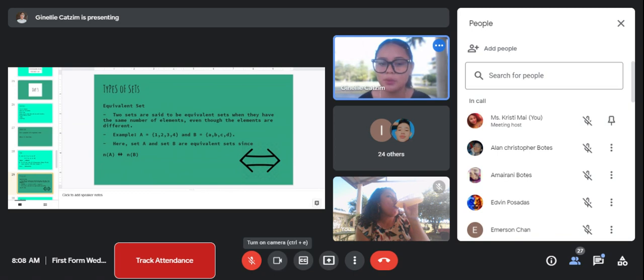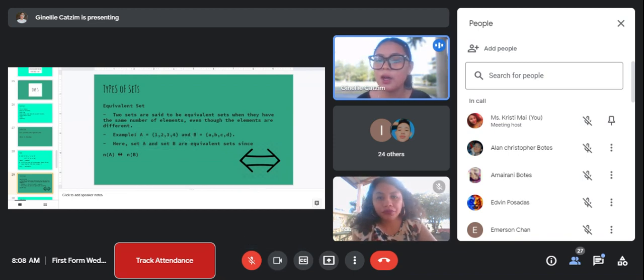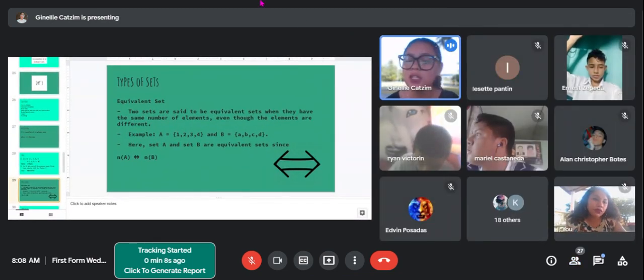We have an example. Set A is 1, 2, 3, and 4, right? And we have set B. Set B equals A, B, C, D. We see that the two of them have four elements, right? They have the same amount of elements, but they are not the same. So this is what equivalent sets are. These are two sets that have an equal amount of elements, but the elements do not need to be the same, right? This is represented with a little sign there.